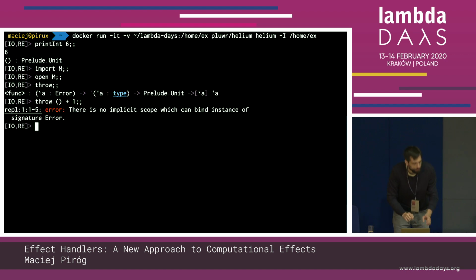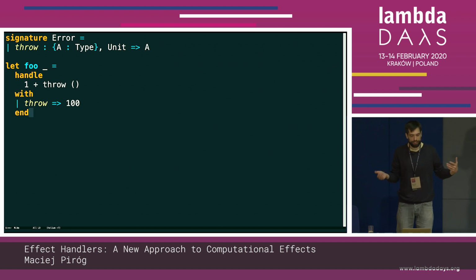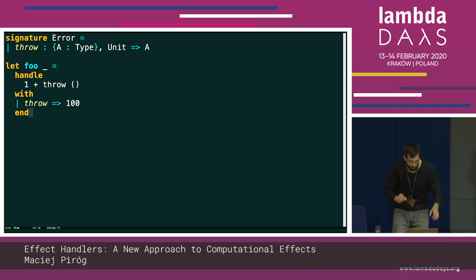OK, so let's write a handler. Right, and how do I do that? I can say let some function foo equals to handle, then some computation, 1 plus throw, with throw 100. Well, this looks exactly like an exception handler. Like you throw, and if there is an exception, you just say delete that, say 100. OK.